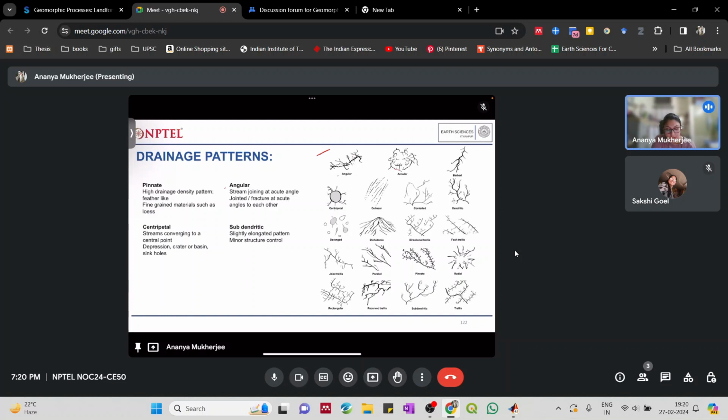You have centripetal, so in this area you can see that the streams are moving towards the central part, and the water is being collected at the central part through the different streams. Then you have deranged, directional trellis, pinnate, and obviously dendritic we have already seen. You have radial trellis, again kind of parallel streams joining the main river. Some of these are commonly found and some of these are not that commonly found on the earth.